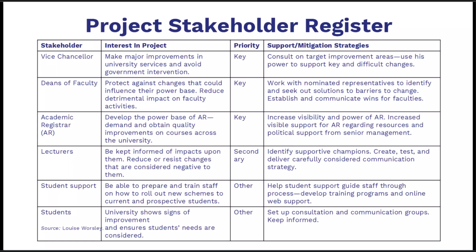Deans of faculty, key: want to protect faculty workflows and influence. Strategy: work through appointed representatives, surface barriers, and publicize early wins for faculties. Academic registrar, key: aims to raise course quality and strengthen the office's standing. Strategy: increase visibility, secure resources, and reinforce backing from senior leaders. Lecturers, secondary: prefer clear heads-up on impacts, may resist negative changes. Strategy: recruit champions and run a careful communication and change support plan.